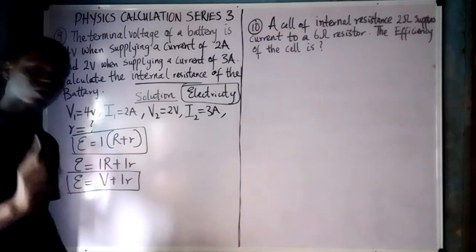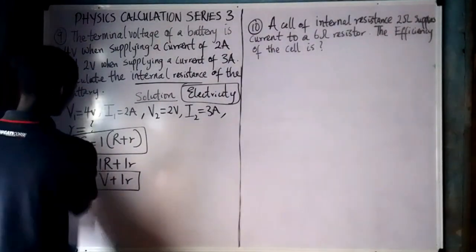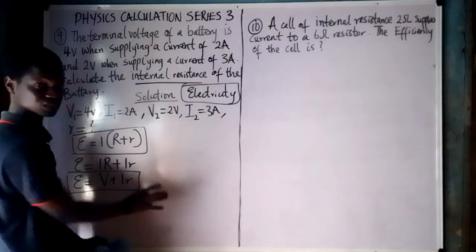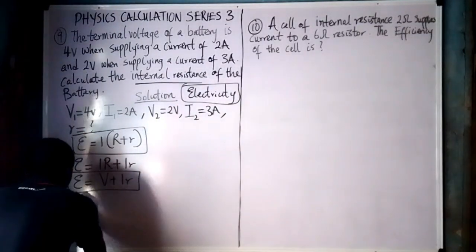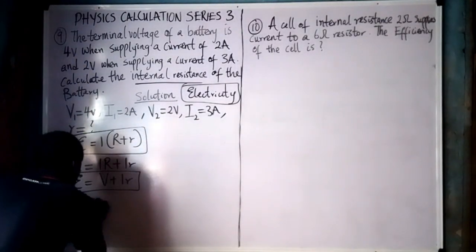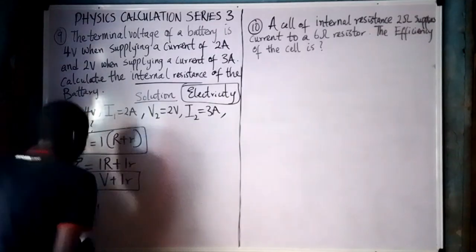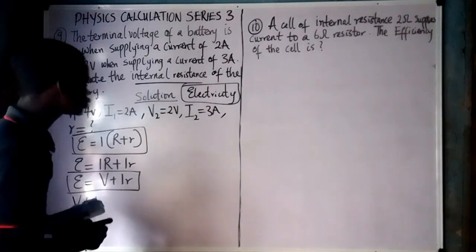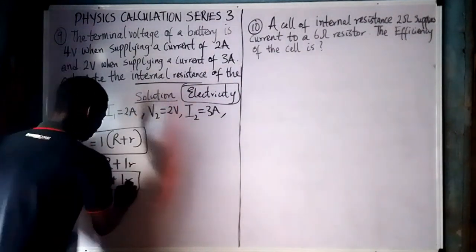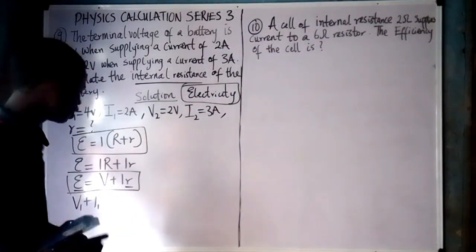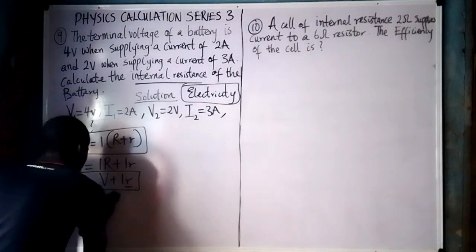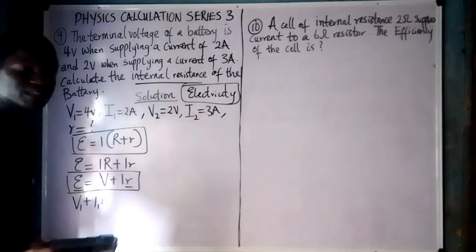So because we now know that the EMF will remain constant, we can say the initial of this will be equal to the final of this same thing. What am I saying is this? I'm saying V1, I'll be attaching 1 for the initial ones, plus I1. Now like I said, when you are altering terminal voltage, what remains constant? EMF will remain constant and the internal resistance will remain constant. So there's no need for me to add subscript 1 here. Rather, I will just simply say I1 times r.